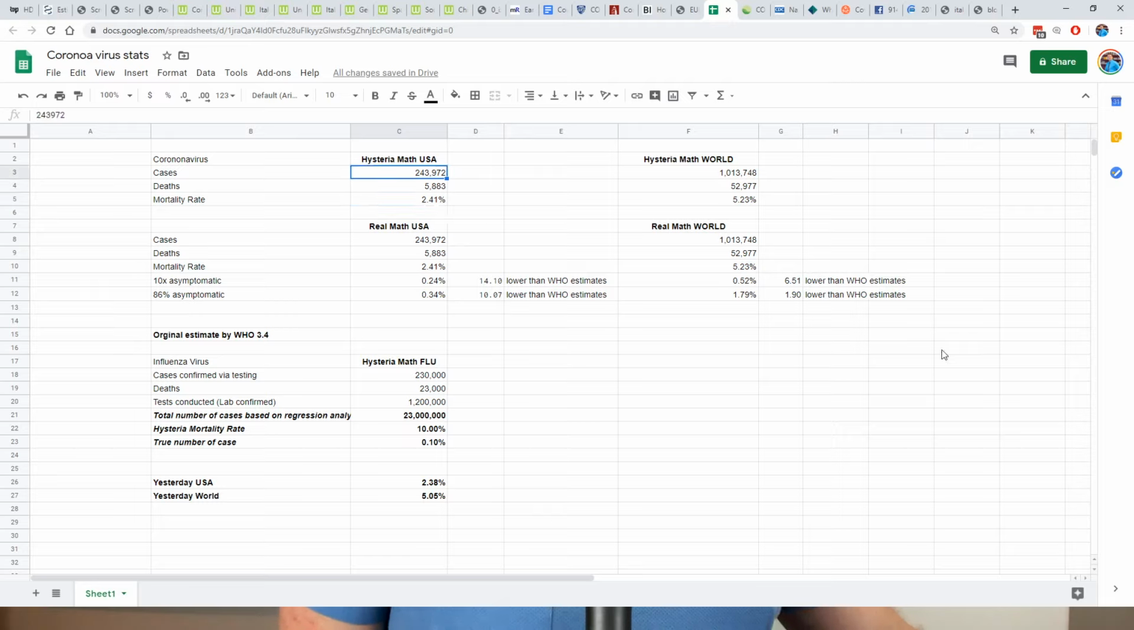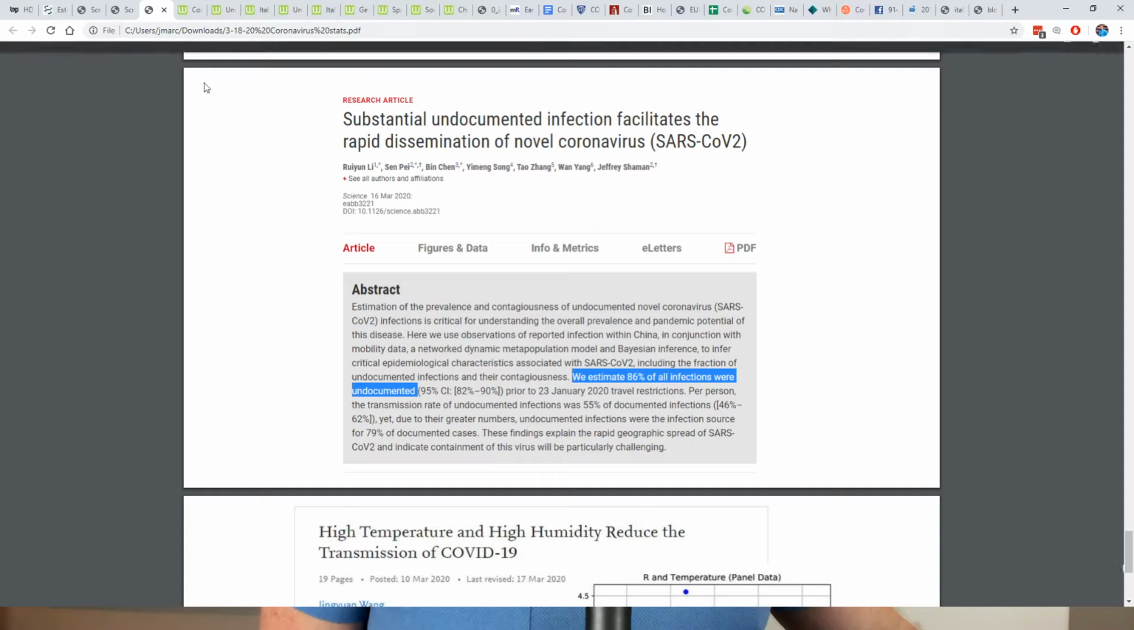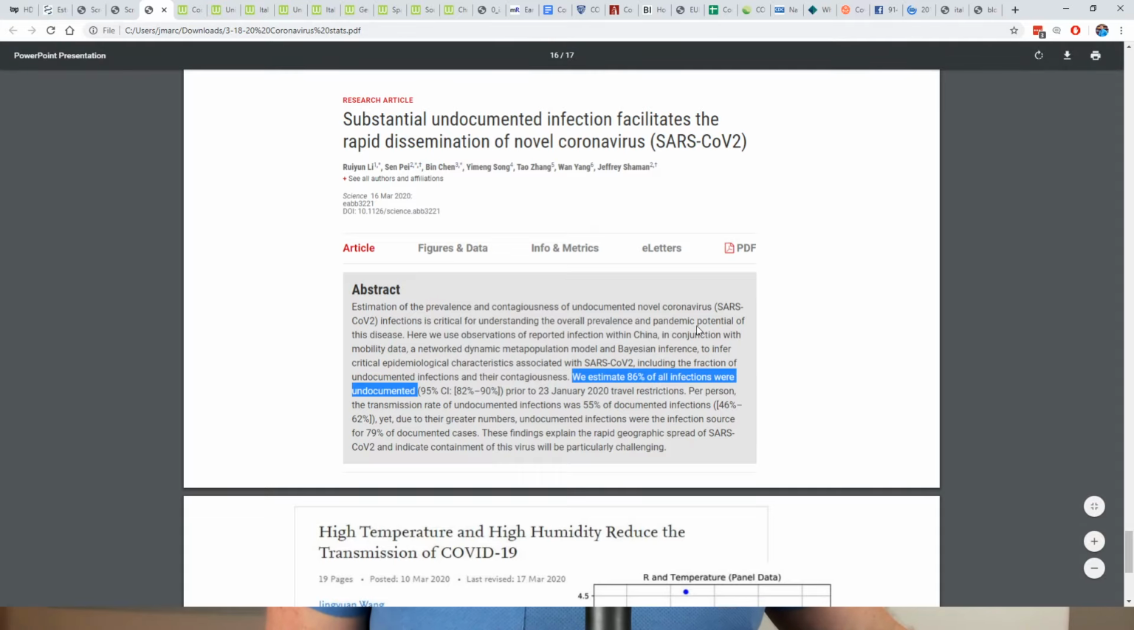The difference between the two is we know with the real math, we have the 10x asymptomatic rate. It could be higher than that. We have the asymptomatic rate factored in. And when you have the asymptomatic rate factored in of at least 10x, we have data showing it's about 86% right there, okay? We have data supporting that.